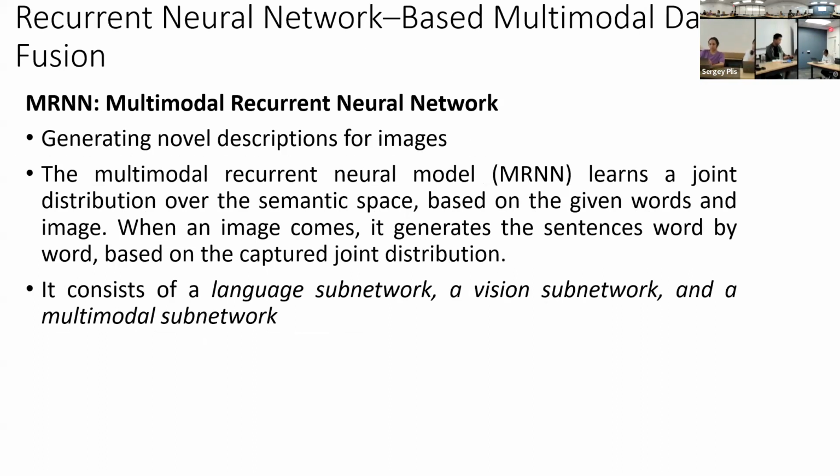Then they use some methods based on recurrent neural networks. The first one is the multimodal recurrent neural network method that generates a novel description for images. It learns a joint distribution over the semantic space based on the given words and image. When an image comes, it generates a sentence word by word based on the captured joint distribution. This method consists of a language subnetwork, a vision subnetwork, and a multimodal subnetwork.